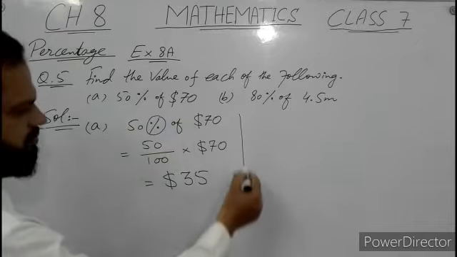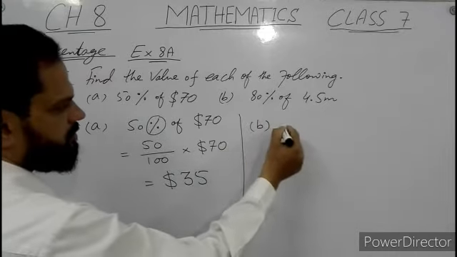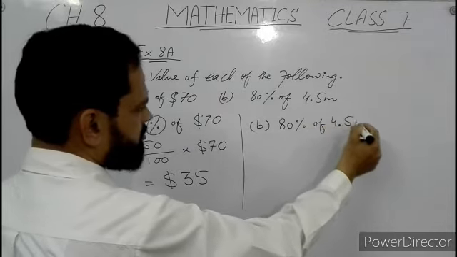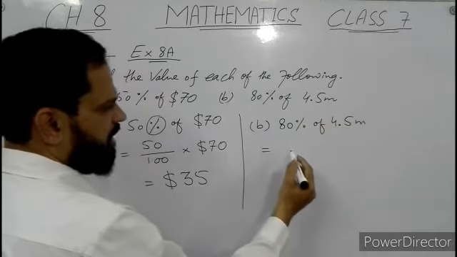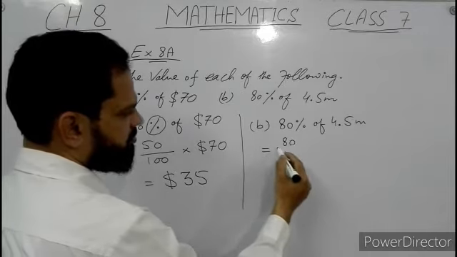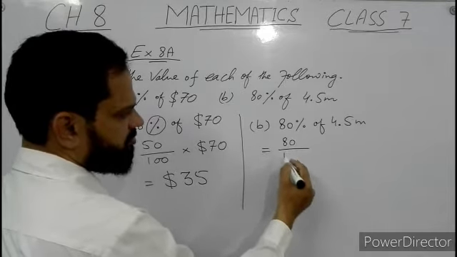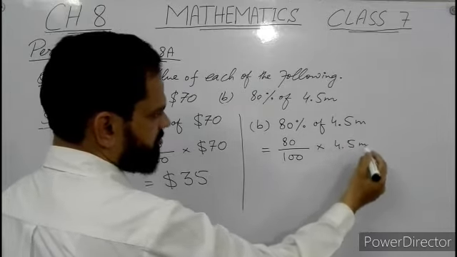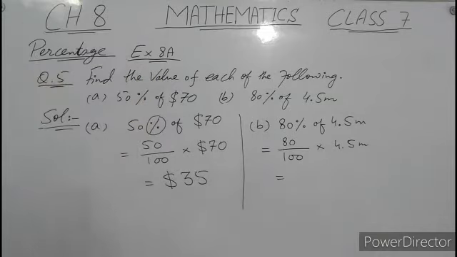Now B part, 80% of 4.5 meter. So firstly remove the sign of percentage. And by using calculator, it will become 3.6 meter.